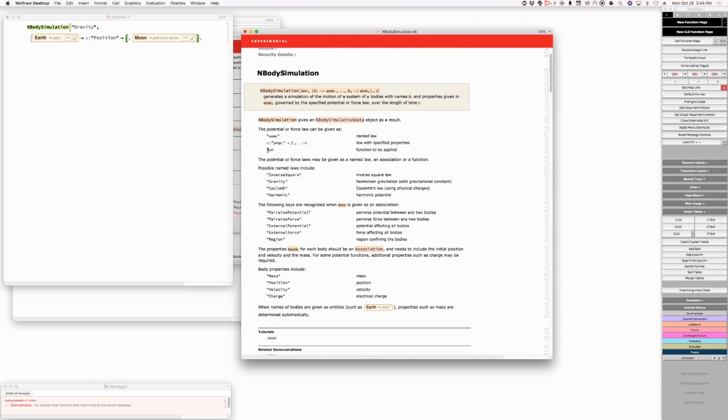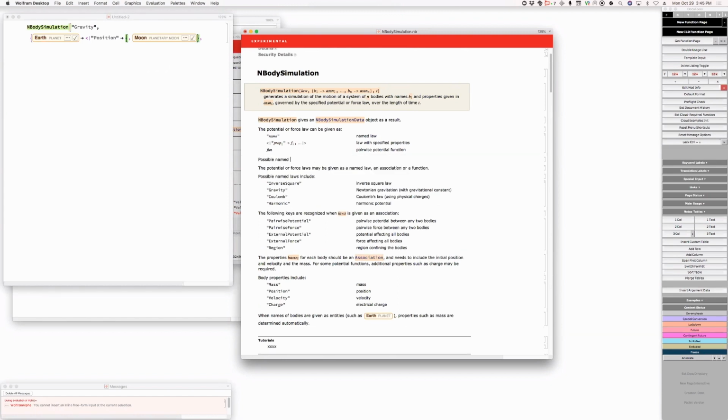involved. Okay, I understand what you're saying, but I'm saying this is an alternative for the whole potential or force law. So is it the case that you can give a function as the complete thing, not an association that says pairwise potential arrow whatever, but a function? The function, if you only give a function, it's interpreted as a pairwise potential. Okay, fair enough.